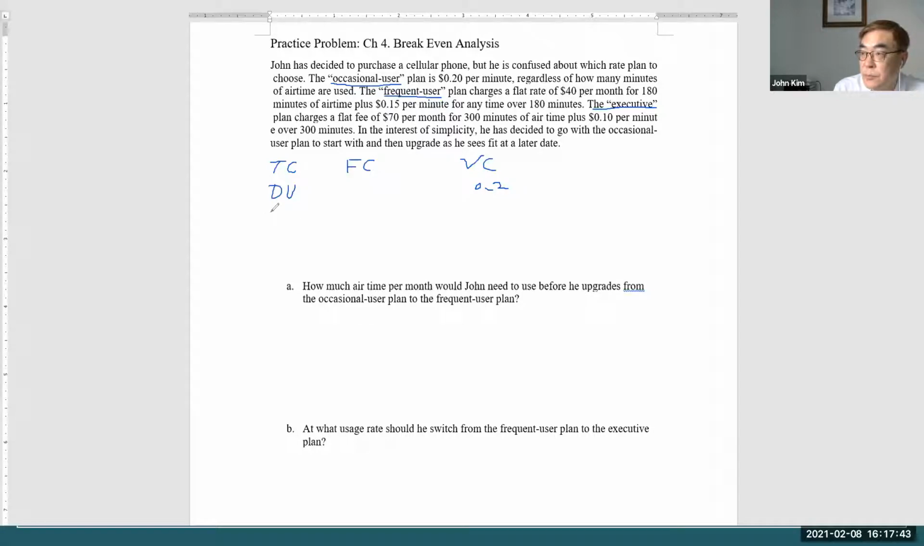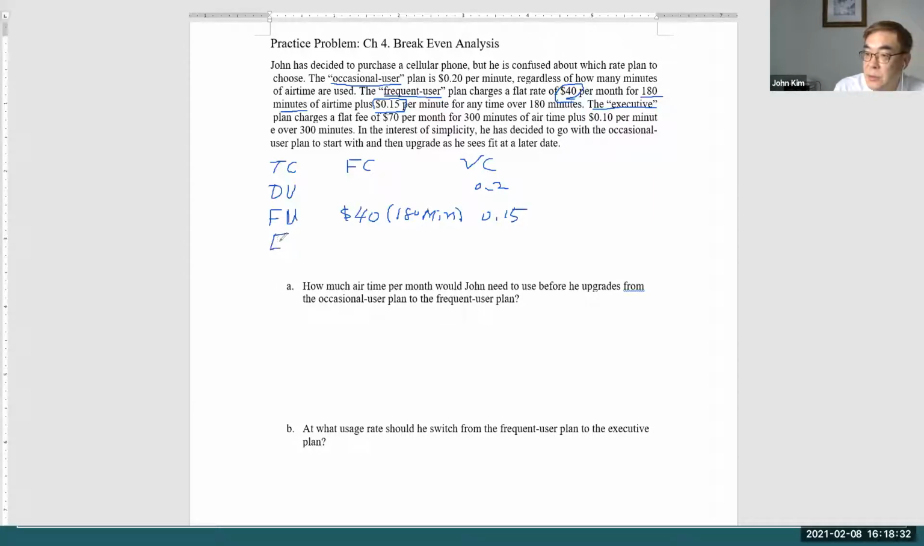Next option, frequent user plan. Looks like $40 up to 180 minutes. After that, 15 cents. So it looks like $40 up to 180 minutes. Then variable cost after 180 is 0.15.